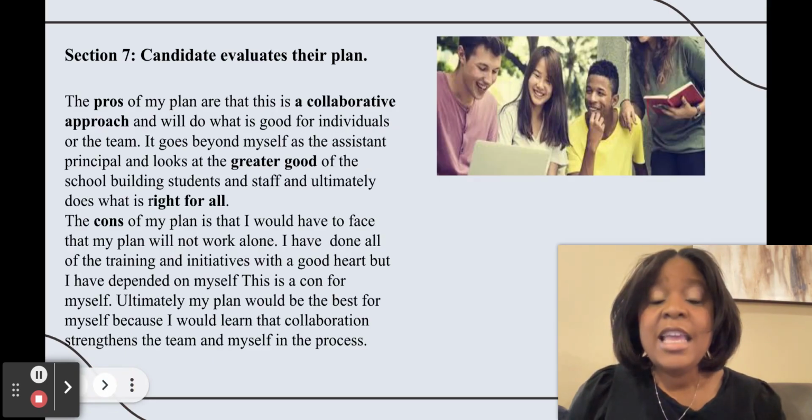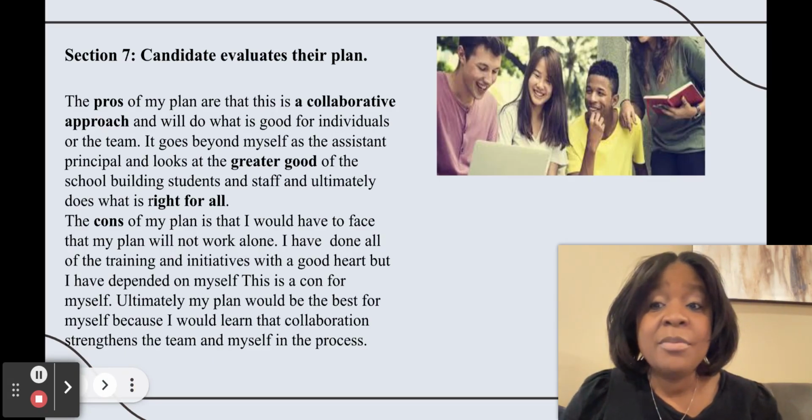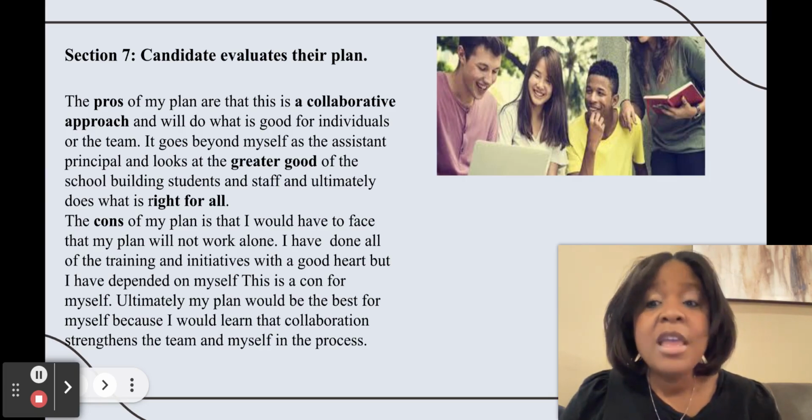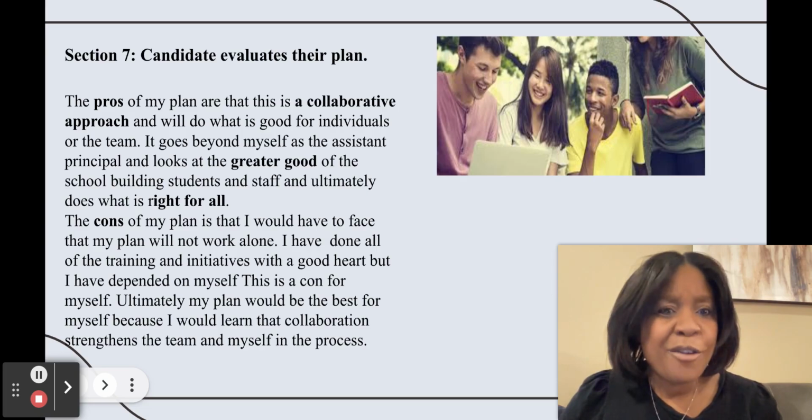Section 7, candidate evaluates their plan. The pros of my plan are that this is a collaborative approach and will do what is good for individuals and for the team. It goes beyond myself as the assistant principal and looks at the greater good of the school building, students, and staff, and ultimately does what is right for all.